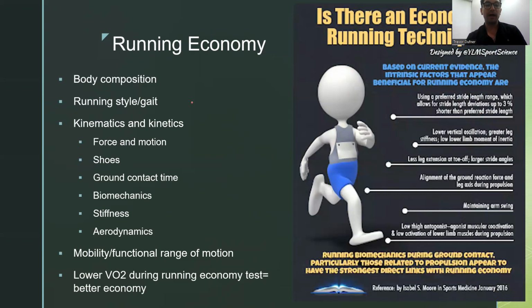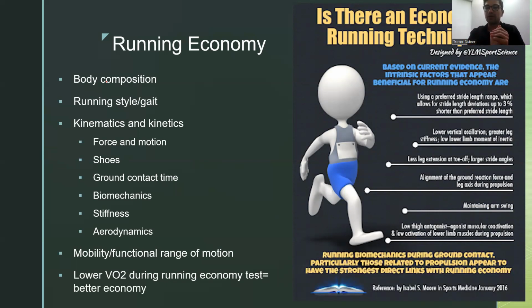So running economy has to do with body composition, your running style and gait. So what your weight is, how that weight is distributed between your legs and your arms, your running style and your gait. Something I like to say is a lot of explosive athletes run in a very bouncy manner. When they run, they bounce a lot because that's indicative of their sport. You have a lot of explosive movements up and down, and so you need to run in a certain manner that allows you to explode.